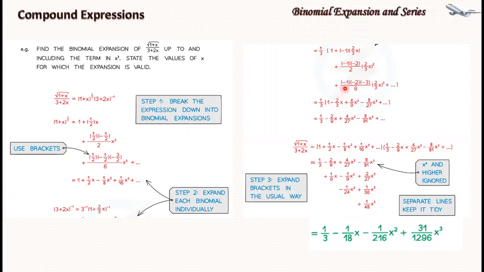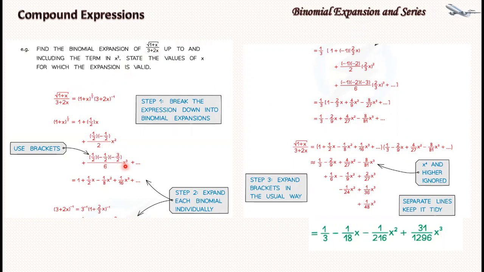Then the next term should be minus 1 into minus 2 into minus 3, all that on 3 factorial, into 2 over 3 x to the power 3. And we simplify it. When we simplify this, what we have. Now we know that the root of 1 plus x over 3 plus 2x is equal to the product of these two. That is what we have at this position here.